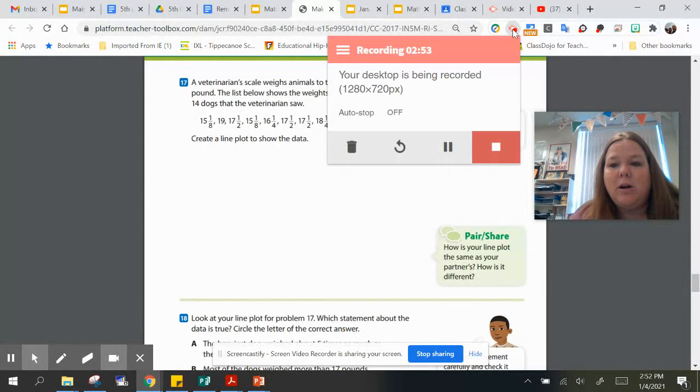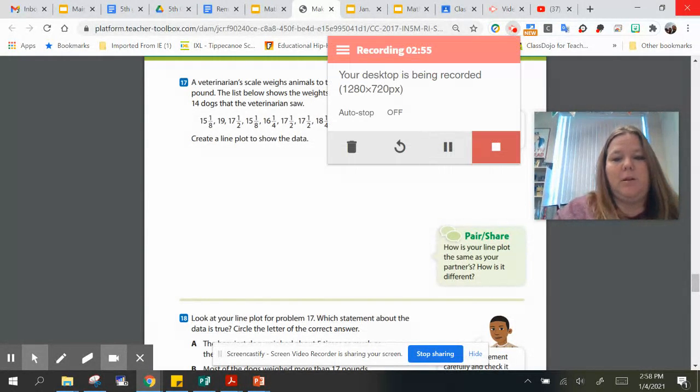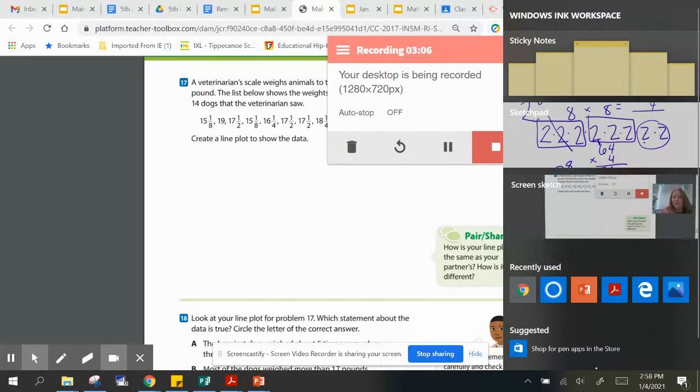So we have to figure out how to make a line plot. So the lowest is 14, and the highest is 19.